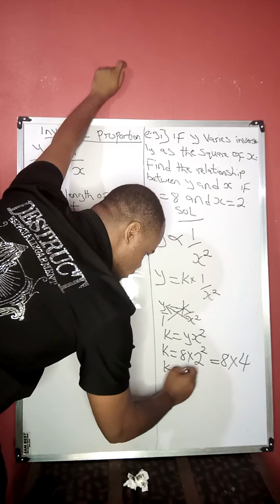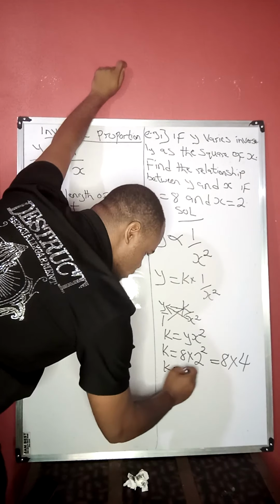So now I've gotten my constant, which is what? 32. I'll now introduce it into our equation here to get the relationship. So my relationship will now be y is equal to, anywhere I see k, because it's a constant, I'll put what? 32 all over what? X squared. This is the relationship that they're asking you to get. Y equal to 32 over x squared. Now that's the relationship. Alright, quickly we'll be looking at other examples and going into details with inverse variation or inverse proportionality.